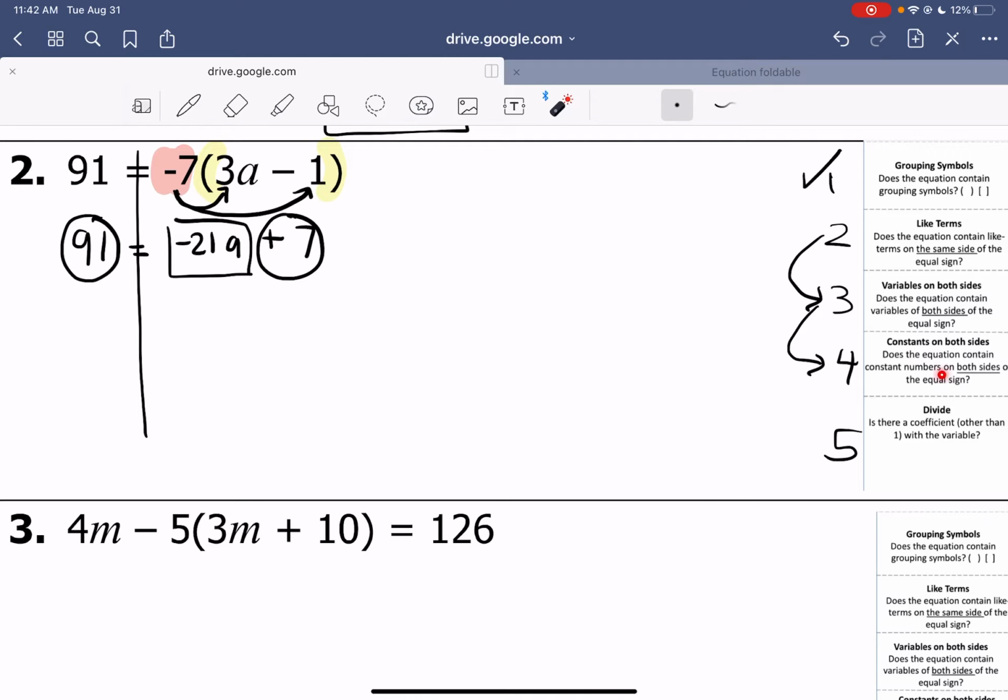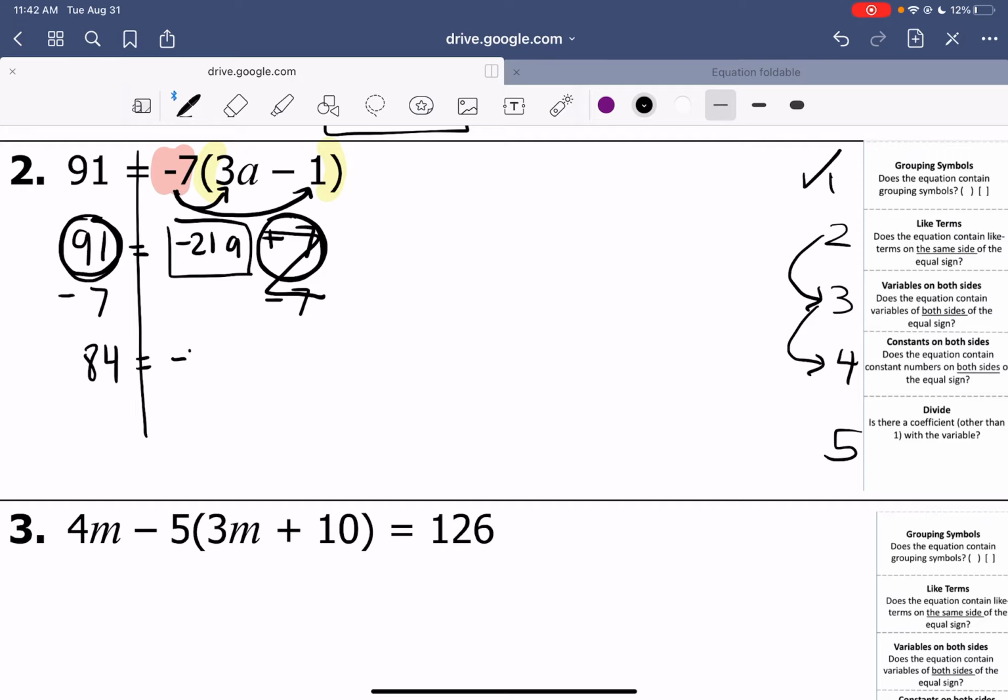Number 4, does the equation contain constant numbers on both sides of the equal sign? Yes, we have a constant number. We have 7 and we have 91. So we're going to move the constant that's on the same side as the variable by inverse operation. Since we have a positive 7, we're going to subtract 7 from both sides. This now becomes 0, and now we have 91 minus 7, which is 84.